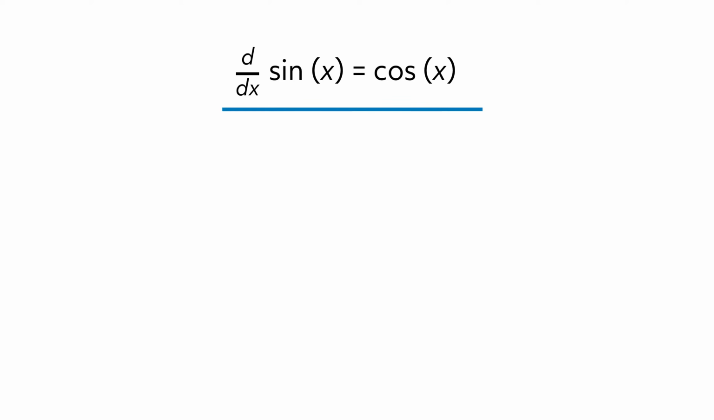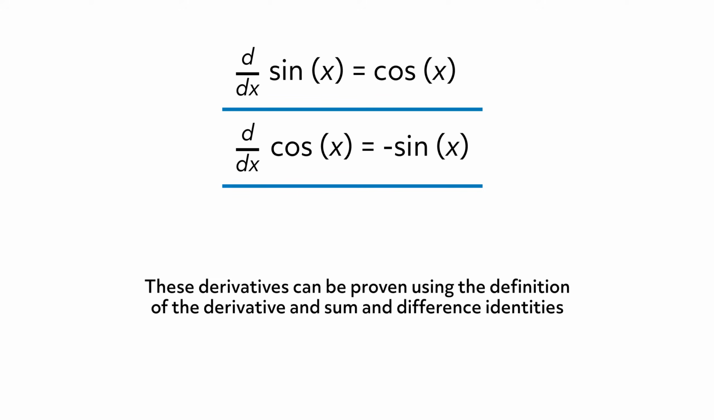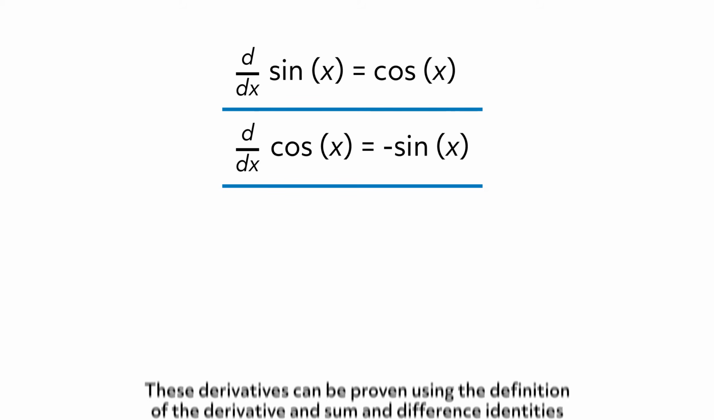Believe it or not, the derivative of sine of x is cosine of x. The derivative of cosine of x, on the other hand, is equal to negative sine of x. It's very important to remember the negative sign. It's worth noting that these derivatives can be proven using the definition of the derivative and the sum and difference identities. Since these proofs are quite lengthy, we will not cover them in this video.